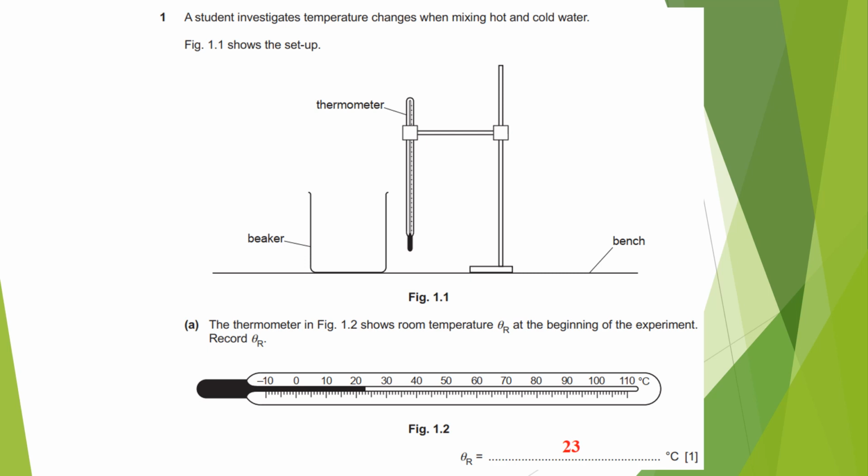Question A. The thermometer in figure 1.2 shows room temperature theta r at the beginning of the experiment. Record theta r. In figure 1.2 the thermometer is given and the level of the mercury is clearly shown with a dark color. So we need to read the scale clearly, without any mistakes, and write the answer. Clearly it is 23. The unit is already given in the question itself. So 23 degrees Celsius.